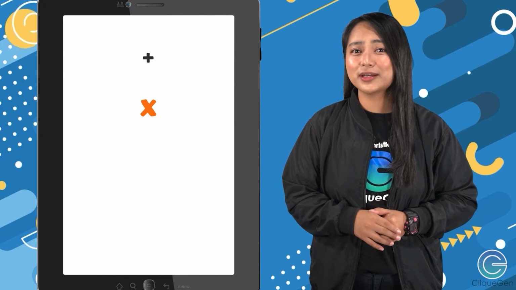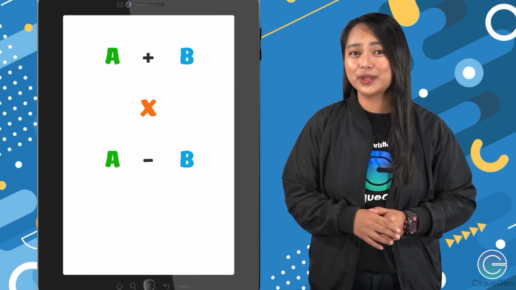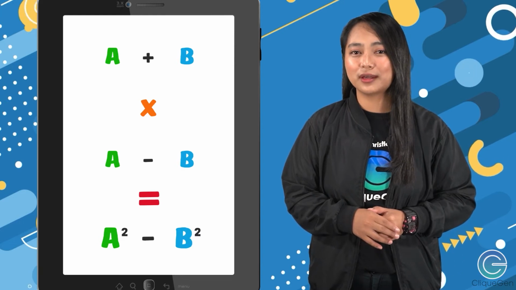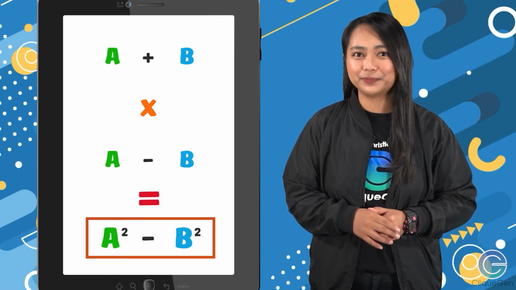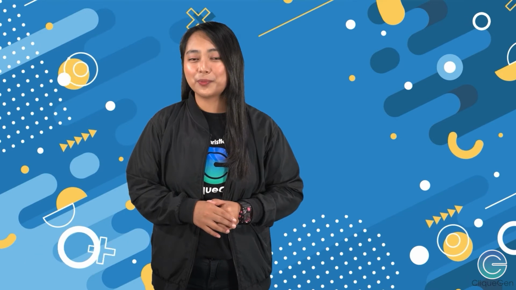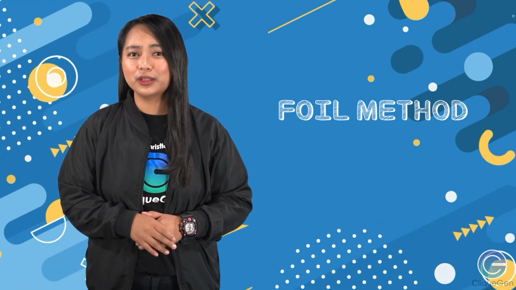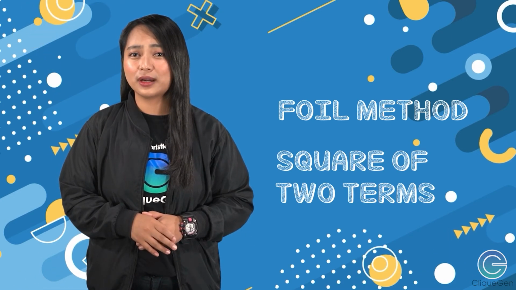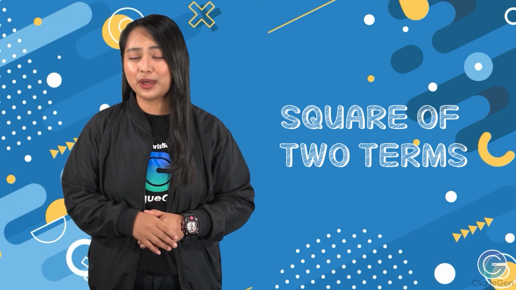When multiplying the sum and difference of the same two terms, the result will be the square of the first term minus the square of the second term with no middle term. There are two ways to get the product of the sum and difference of two terms. The first one is the FOIL method, and the second one is the square of the two terms, but this time we will use the square of two terms method.